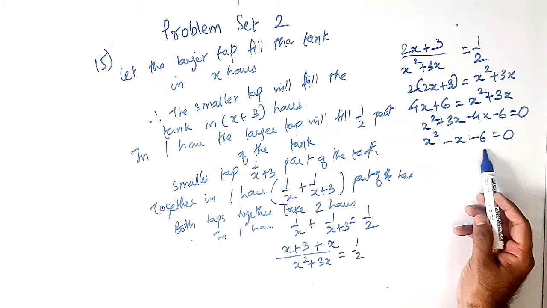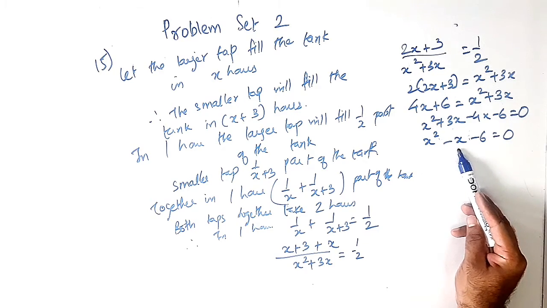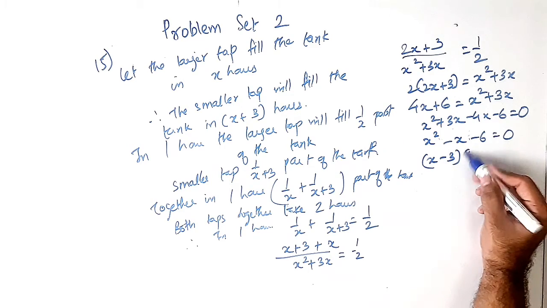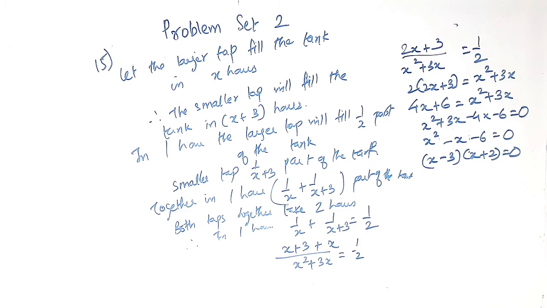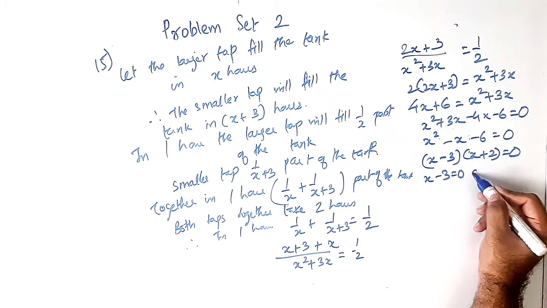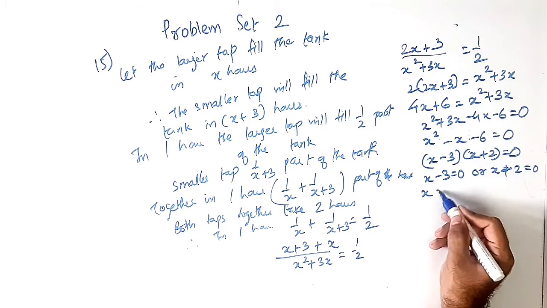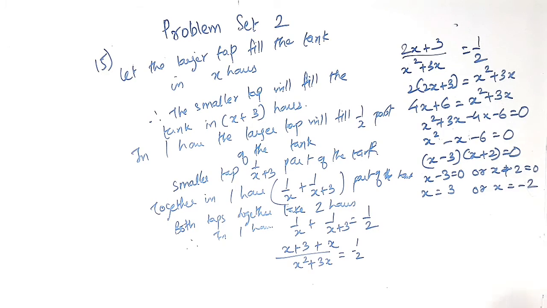So x square plus 3x minus 4x, so it will be minus x minus 6 equals to 0. There are only two factors of 6, 3 2s are and 5 1s are. 3 2s I am getting 1, yes. So x minus 3 x plus 2 equals to 0. Correct? So x minus 3 equals to 0 or x plus 2 equals to 0. So you are getting x is equal to 3 or x is equal to minus 2. Minus 2 is not acceptable.